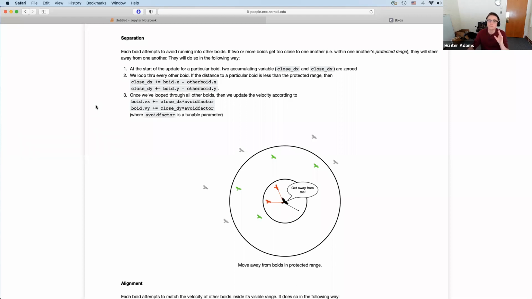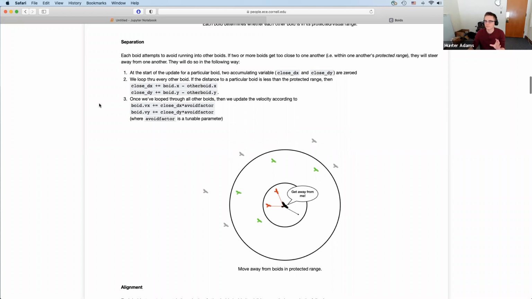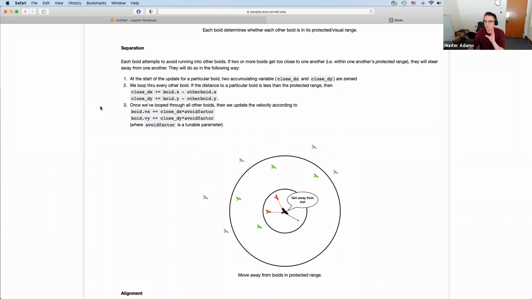So the first rule that each Boid follows is separation. It tries to protect its personal space. And it does that by following the following steps. At the start of the update for a particular Boid, we're going to use 2 variables to keep track of the positions of its neighbors, those that are within its protected range. You can call these whatever you want. For this write-up, I've just called them close dx and close dy.